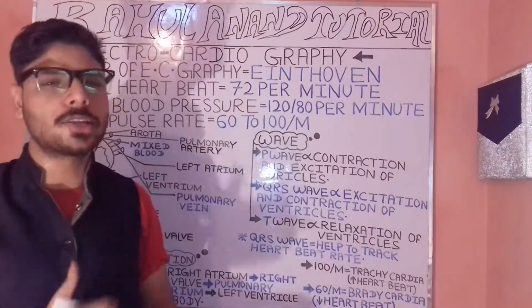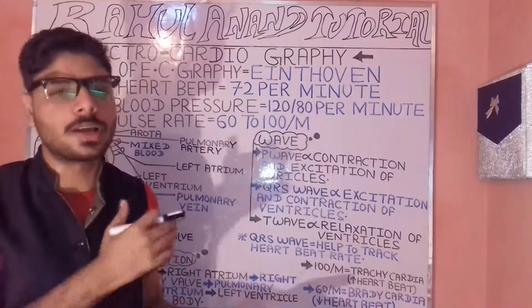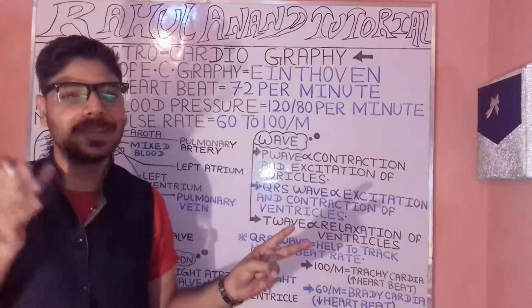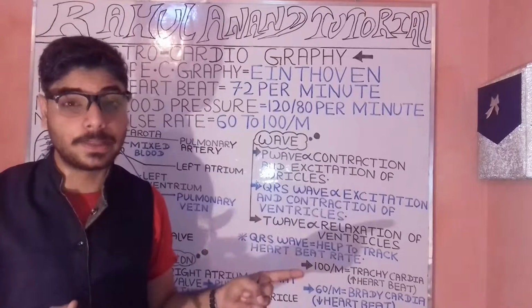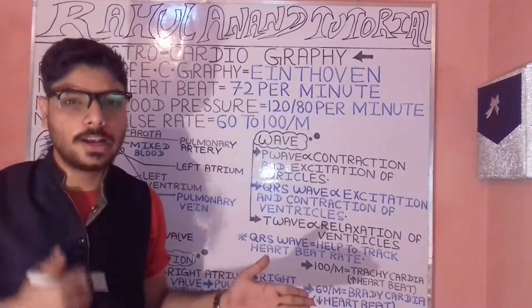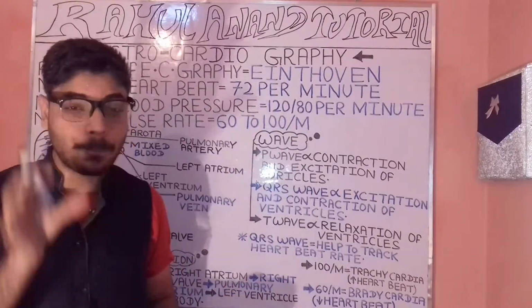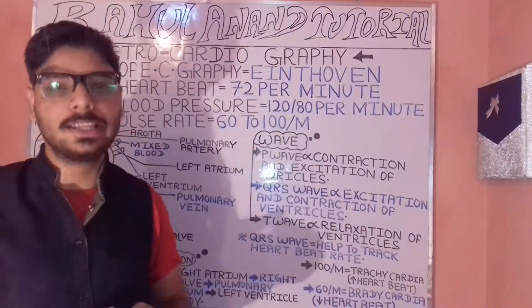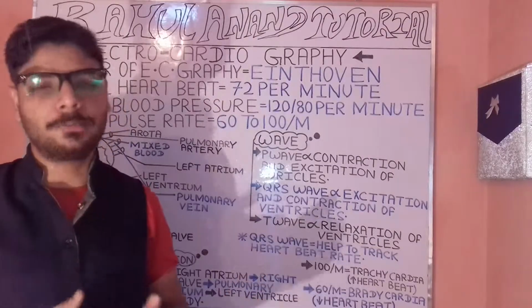Now let's talk about the different types of waves present in the ECG, the electrocardiogram. You have the P wave, then the QRS wave, then the T wave. Let's understand what the P wave demonstrates. The P wave is directly proportional to and controls the excitation and then the contraction of the auricles.